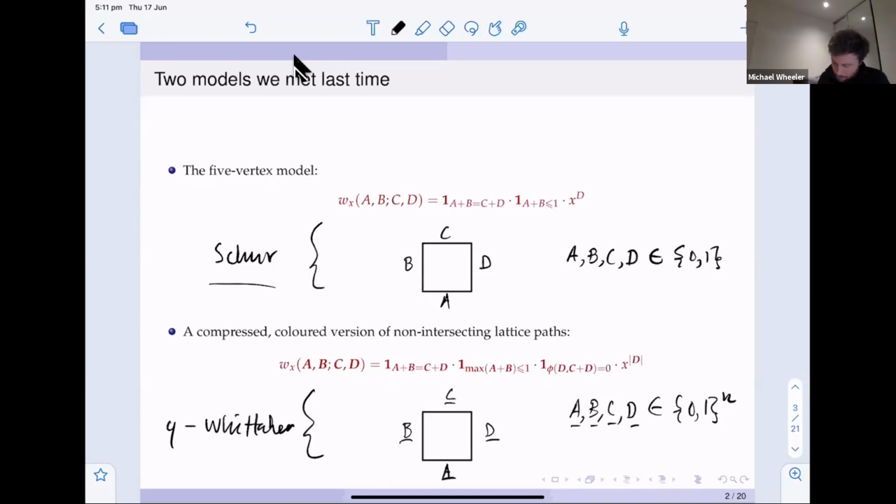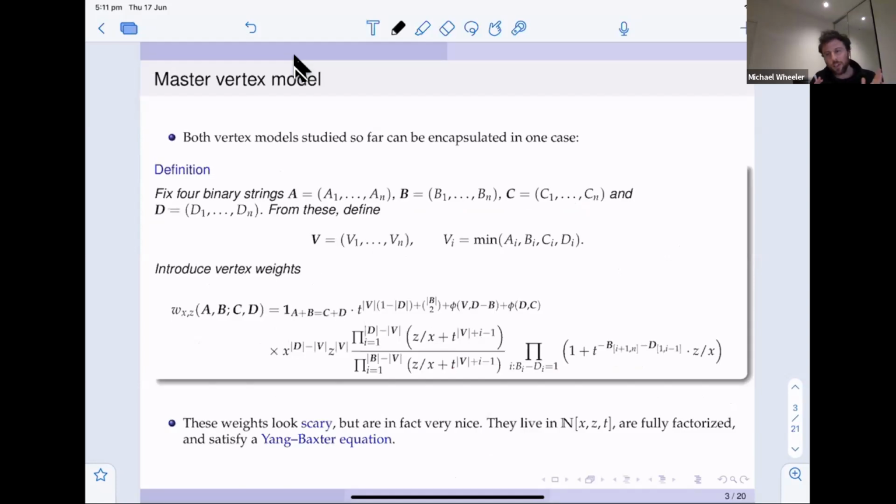Now that we've started with something simple, let me show you something that will probably be very scary. I refer to this as the master vertex model. It is by no means the most general type of vertex model that you can get in the quantum group formalism, but it is the highest level version of the vertex model for which things are still tractable and for which you can get a nice formula for the weights, and it degenerates to all of the special cases we're interested in. It's for that reason that I call it a master vertex model.